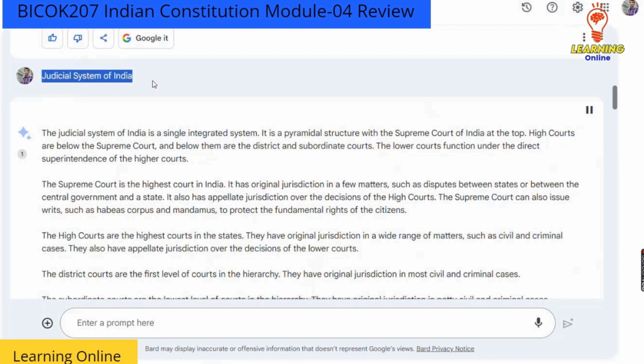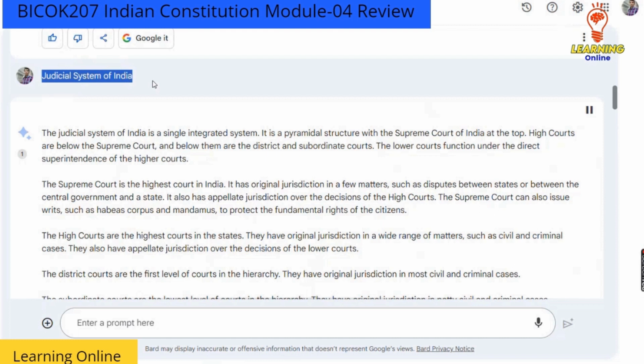The Supreme Court can also issue writs, such as habeas corpus and mandamus, to protect the fundamental rights of the citizens. The high courts are the highest courts in the states. They have original jurisdiction in a wide range of matters, such as civil and criminal cases. They also have appellate jurisdiction over the decisions of the lower courts.